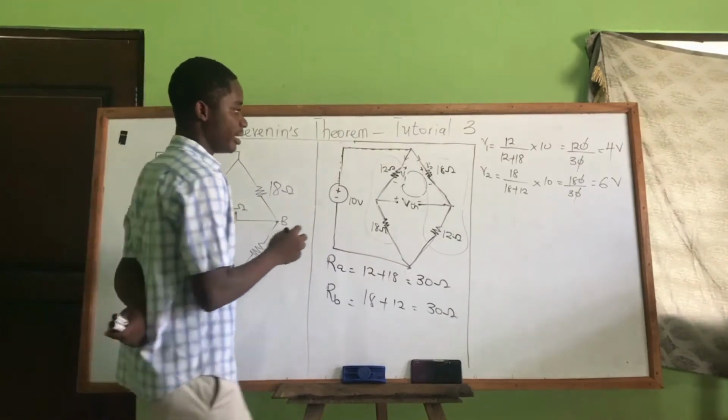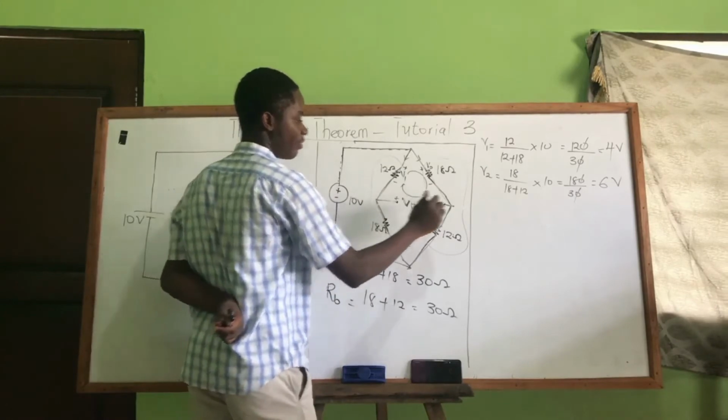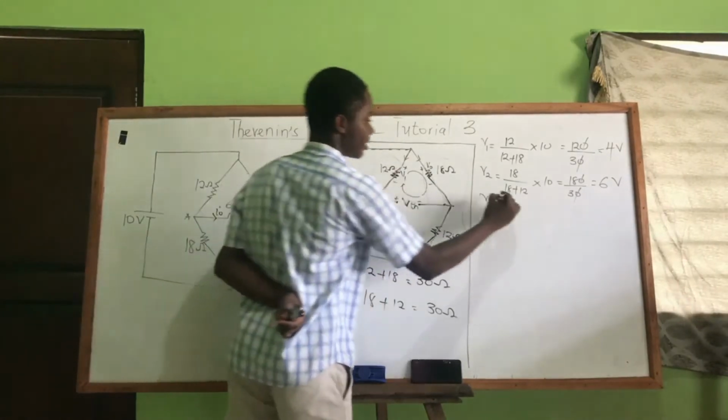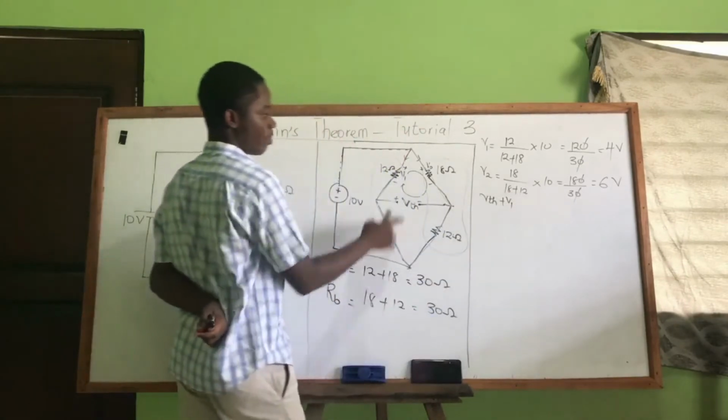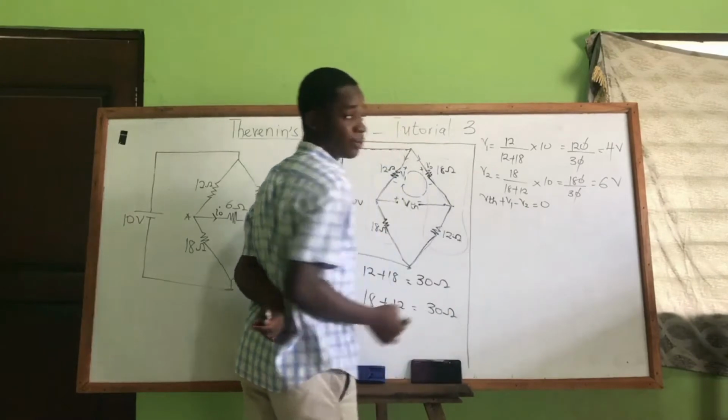So what will be VTH? Let's try it and see. So let's start from the VTH. We will enter negative and leave positive, so positive. We will enter negative, leave positive, plus V1. We will enter positive, leave negative, minus V2 is equal to 0.